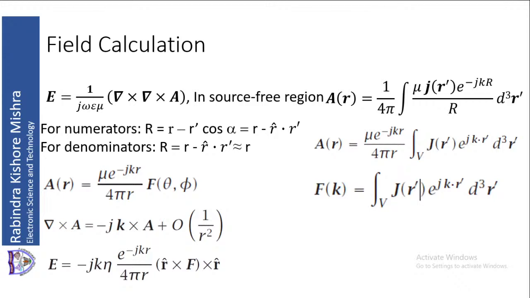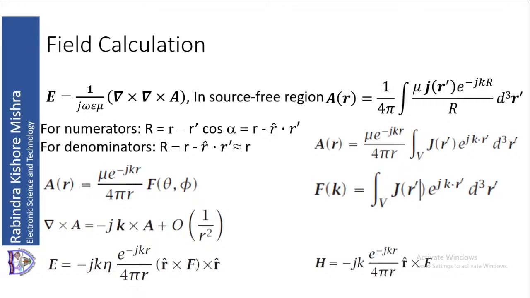Now we have already seen curl of A is equal to minus jk cross A. Using that, the expression for electric field E is equal to minus jk eta exponential minus jk r by 4 pi r cap cross F cross r cap. That we can write, and H is equal to minus jk, only eta will drop out, and r cap cross r cap will drop out. So H is equal to minus jk exponential minus jk r by 4 pi r cap cross F.